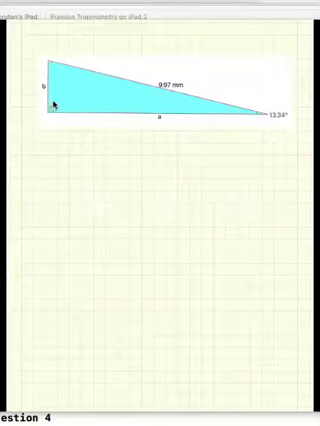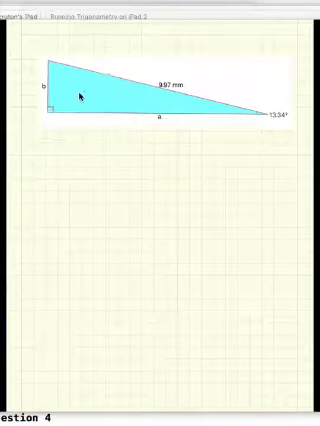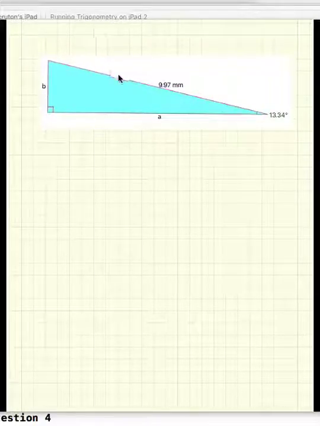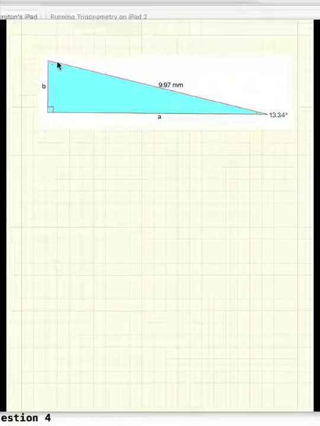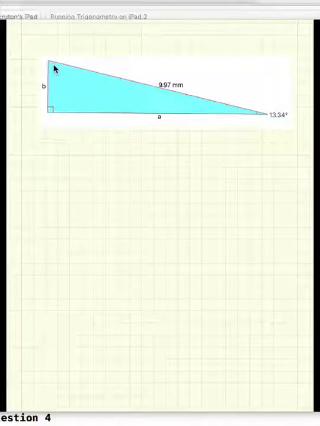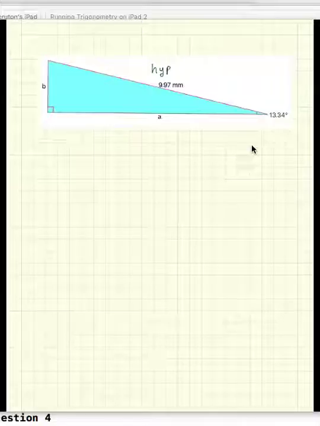So this is our right angle. So opposite the right angle is the longest side of the triangle, which is the hypotenuse. It's also the only side that doesn't contain the right angle. So no right angle here, no right angle there. So this is the hypotenuse. So I'm just going to label that hypotenuse. I'm going to write HYP for hyp.